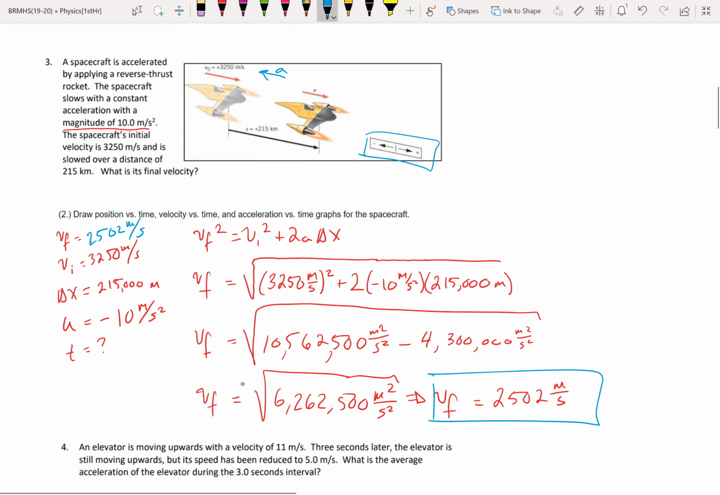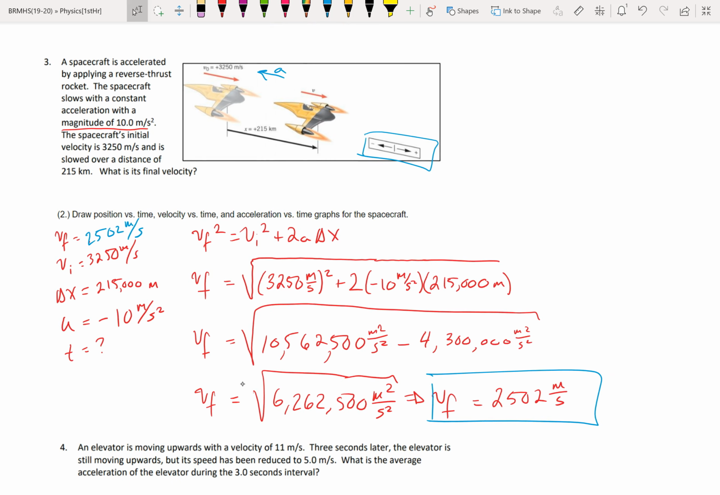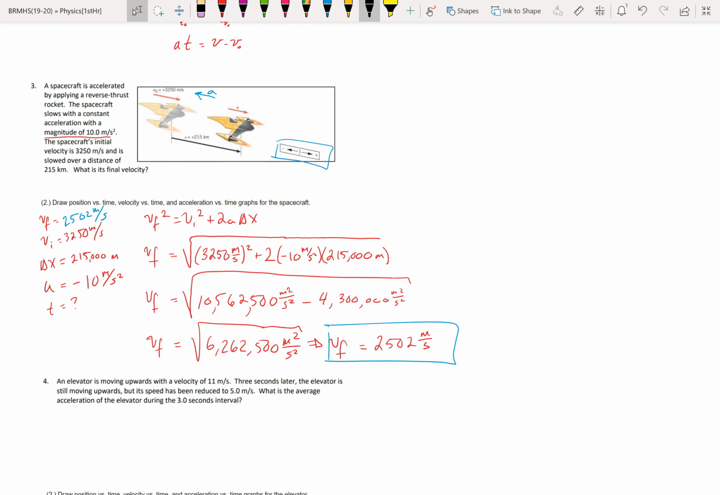And we said it's slowing down. I mean, the question says the object's slowing down. So our initial velocity was positive 3250. Our final velocity is less than that, 2502. So it has slowed. That's good. And we needed to use our appropriate pluses and minuses indicating direction for the acceleration in order to make sure we get that. All right, now graphs.